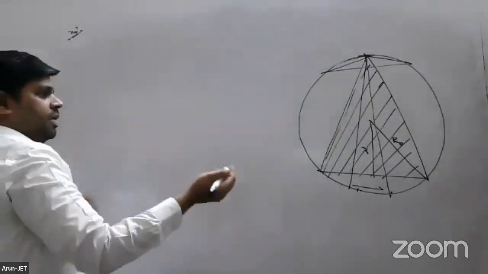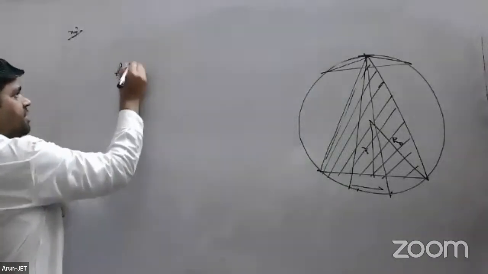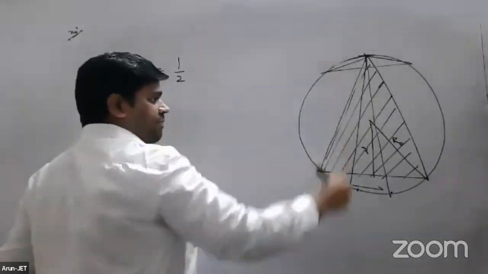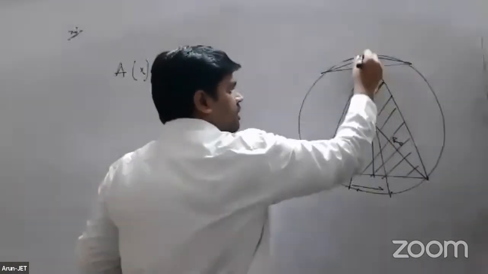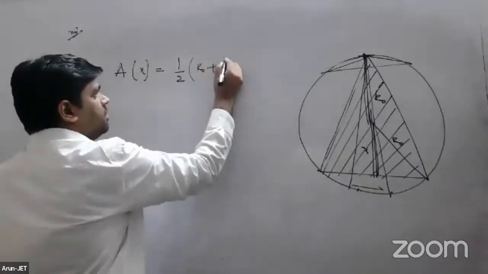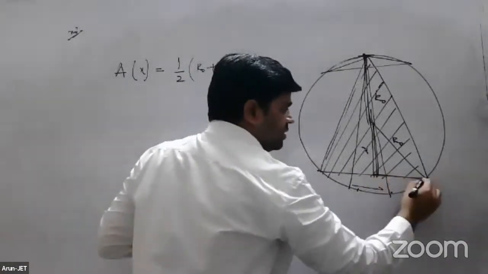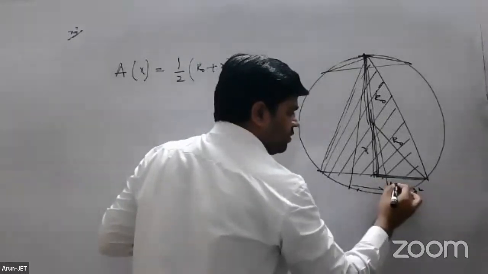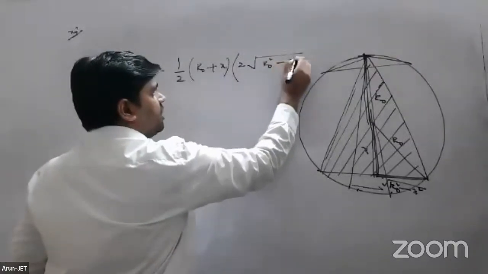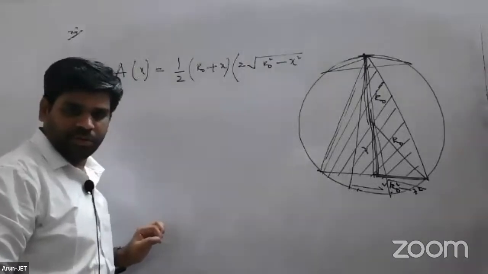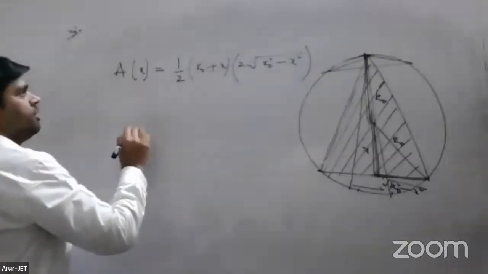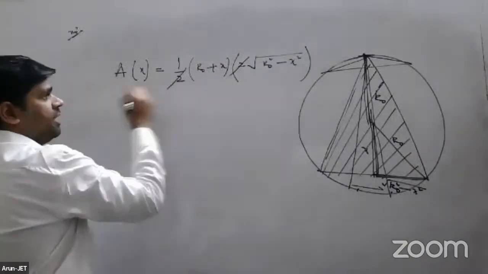Again, I'll initiate the thought process. I write the area function: half base into height. Let me write height first. If this is r and this is x, then height is r plus x. And base is the square root of r square minus x square, so that would be 2 times root of r square minus x square. Now I got the area function. The 2 gets cancelled out, so I have the area function like this.